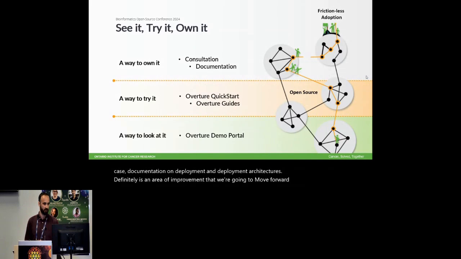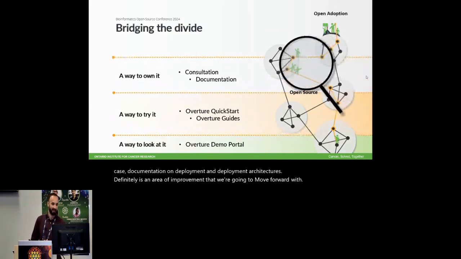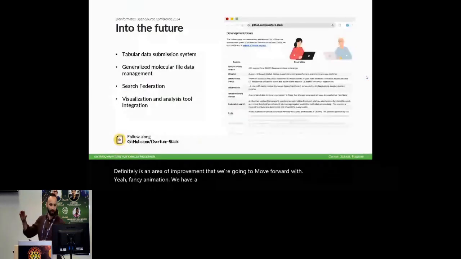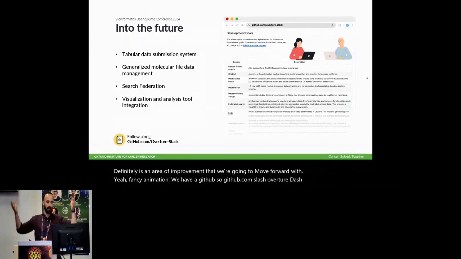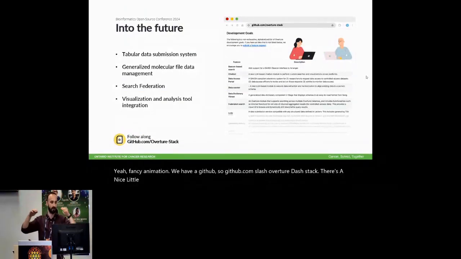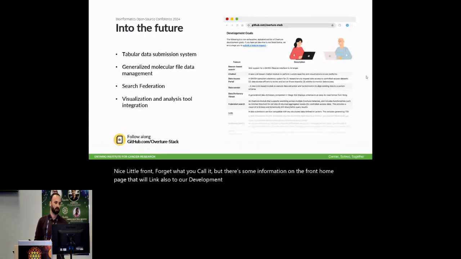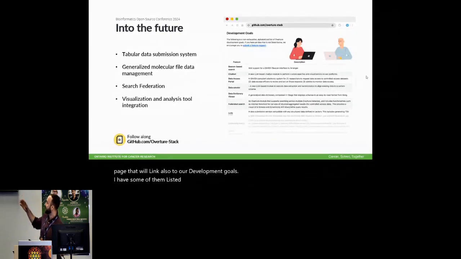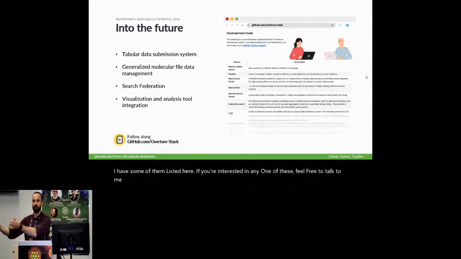Yeah, fancy animation. We have a GitHub, github.com/overture-stack. There's a nice little front page, and there's some information on the homepage that will also link to our development goals. I have some of them listed here. If you're interested in any one of these, feel free to talk to me, but you're actually probably best talking to Justin. We have one of our brilliant developers here.